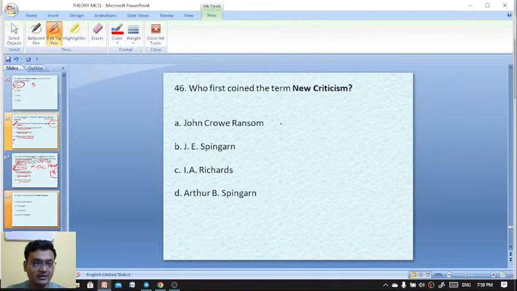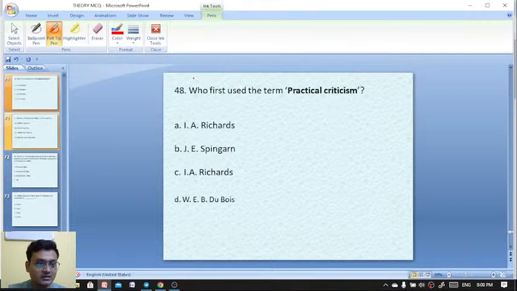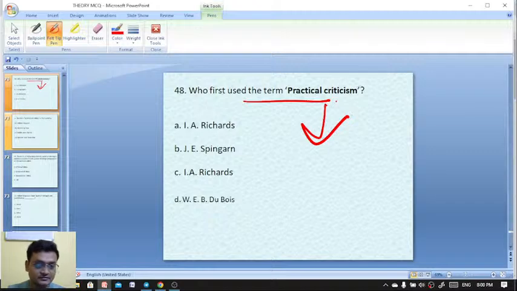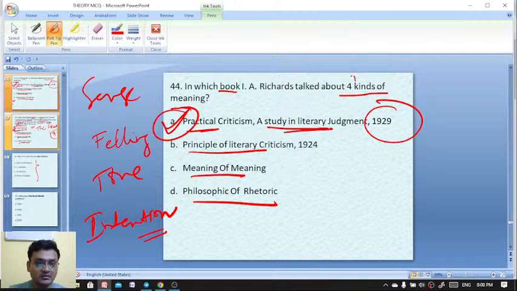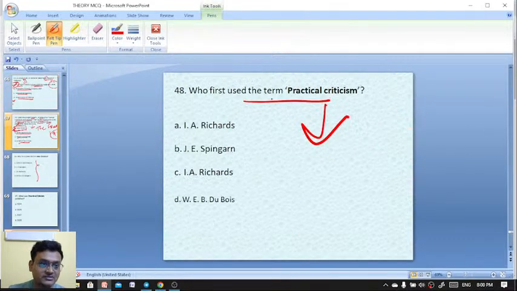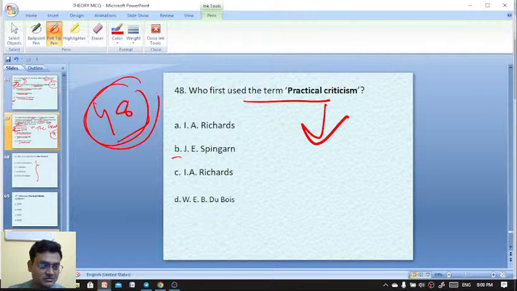Chalo, who coined it? So far we have done Practical Criticism. Now 48. Who first used the term practical criticism? Last question means this one, that is Practical Criticism, a Study in Literary Judgment, is the work where he has given four kinds of meaning. Practical criticism was used by. Question number 48, now keep answering question number 48.